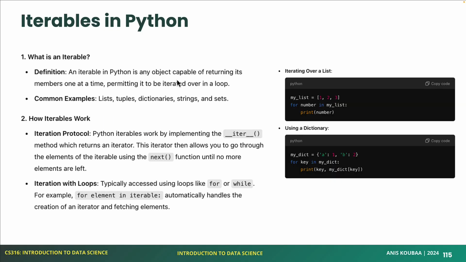It's a Python object that is capable of returning one of its members at a time. A table is an iterable. You can return any element of the table, permitting it to be iterated over in a loop. You can use a for loop, you can use a while loop. If you are able to apply this on an object, we say that this object is iterable. We can do iterations over it.